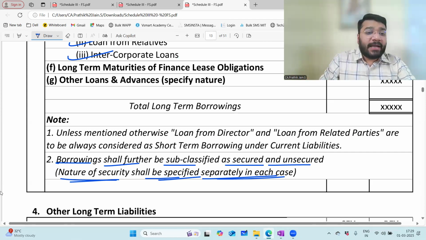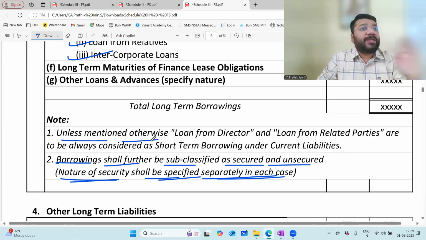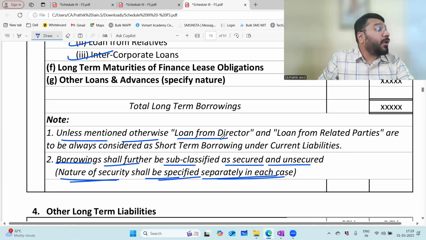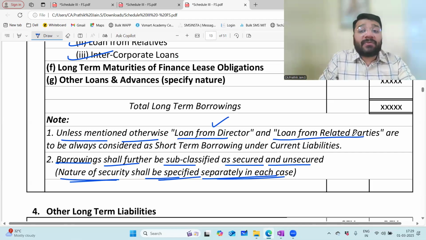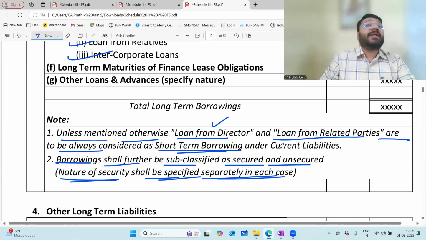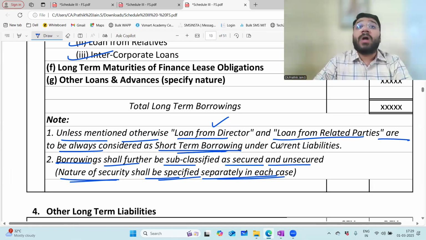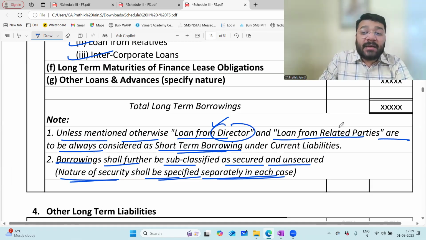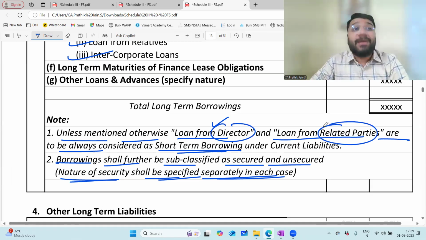So here they're telling that unless mentioned otherwise, if there is no mentioning about what type of loan from director it is, long term or short term, whenever the loan is coming from director or whenever the loan is coming from the related parties, always we presume or consider that to be short term borrowing and not the long term borrowing. So in the question that we're going to solve, if they give you loan from director and the question is not mentioning whether it is non-current or current, you will always assume it as current because the loan that the director and the related parties give is for a short-term period.